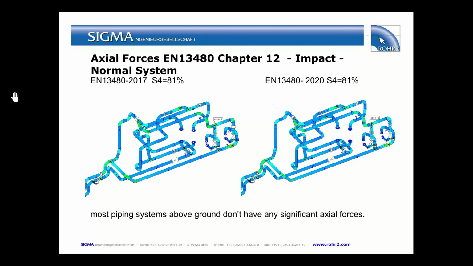Here is another extract from a normal above ground piping system, and we're looking at the S4 equation here, and we can see that in a normal piping system there is no difference between the old and the new code, and most piping systems above ground don't have any significant axial forces, so that's normal.